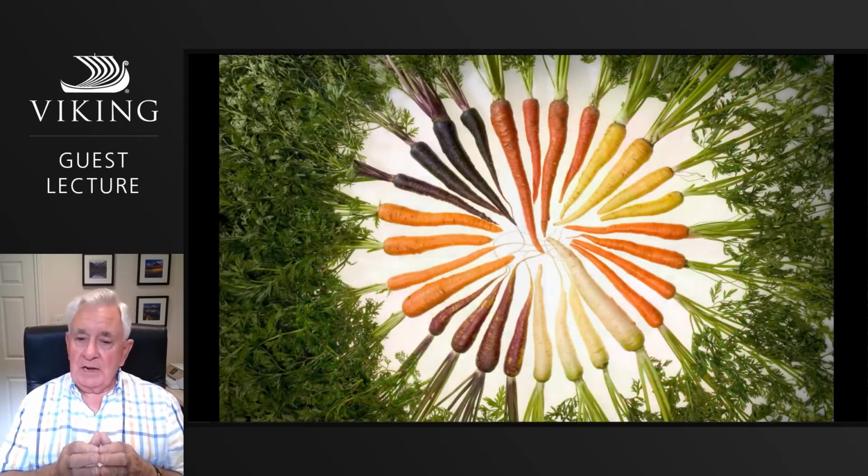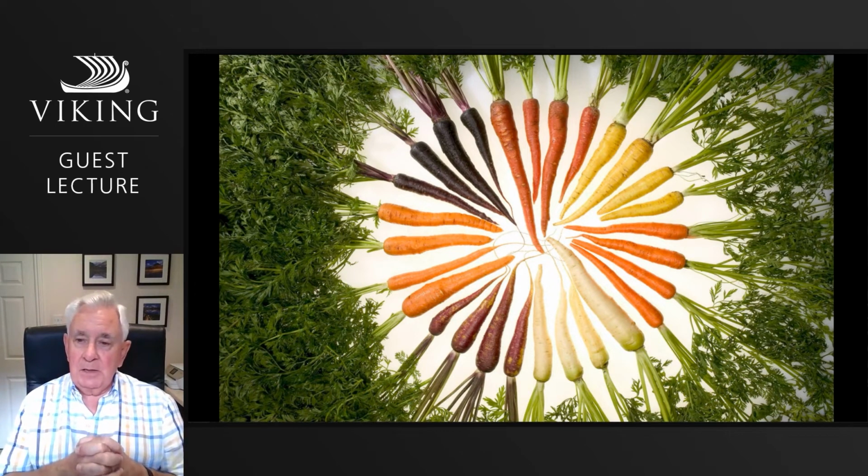Now just mention here carrots. We all think of carrots as being the orange colour that you see on the right and left there, but carrots originally were black or very dark. And the orange carrots were bred by the Dutch to celebrate the House of Orange, which was the main royal family.